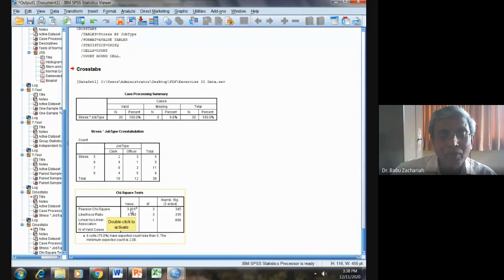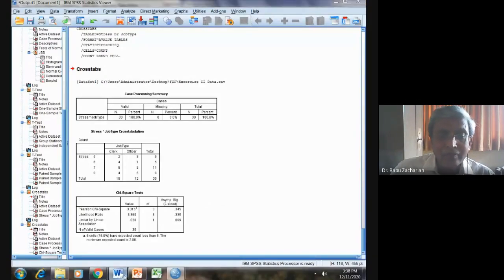And the chi-square value, 3.3, you are getting. And two-tailed significance is given, you divide by 2. So 0.34 something. So that will be more than 0.05, greater than 0.05, falls in the acceptance region. Null hypothesis accepted. Null hypothesis accepted means the two attributes are independent. Stress and job type are independent. That is what this data is saying.